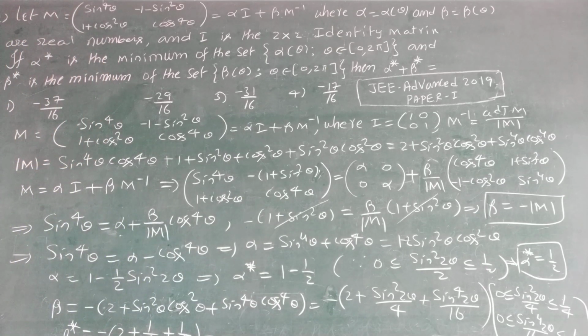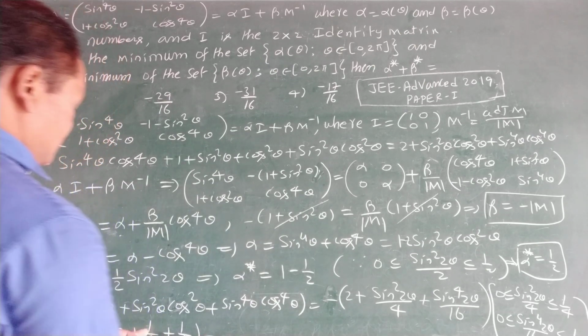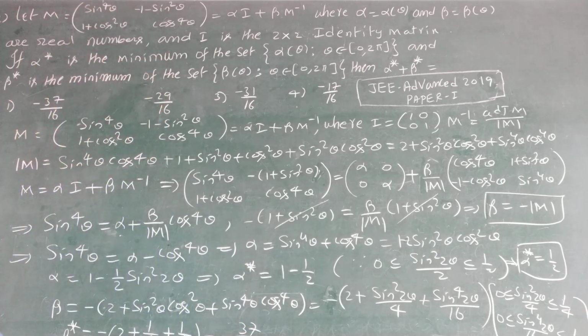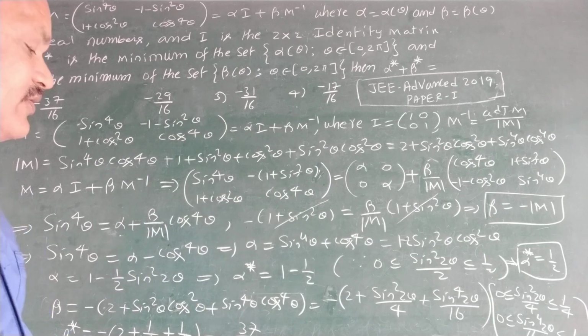This is 4, this is 16, LCM is 16. 32 plus 4 is 36, plus 1 is 37, so 37 by 16. That's all. β star is minus 37 by 16.